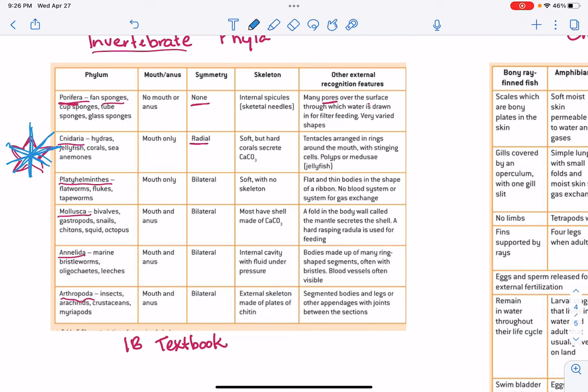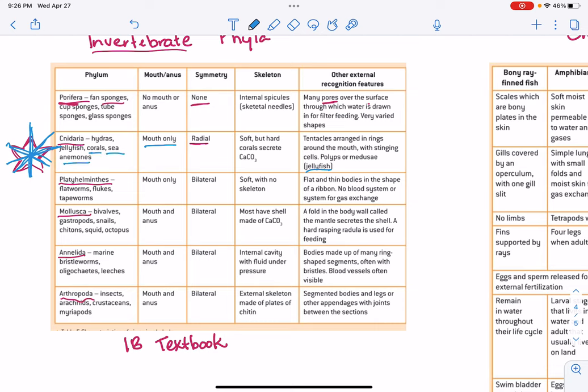So let's see, they have a mouth only. They don't have an anus. So the mouth is where the food goes in and the waste comes out. That's fun. Jellyfish and sea stars and sea anemones are kind of the big ones, and corals.